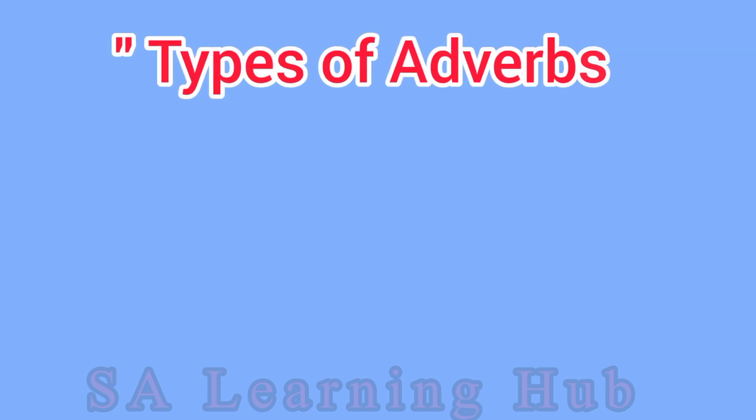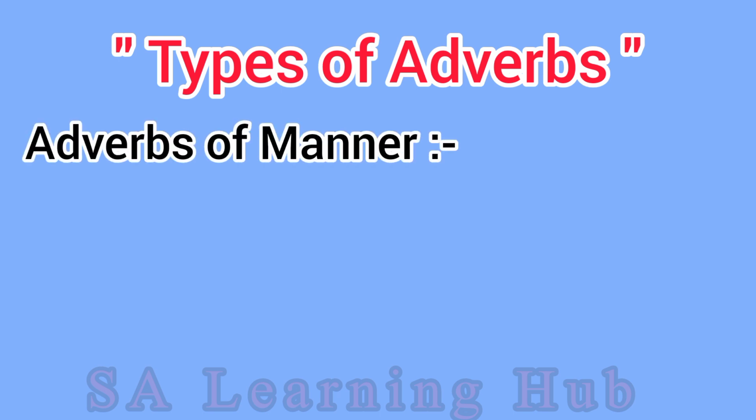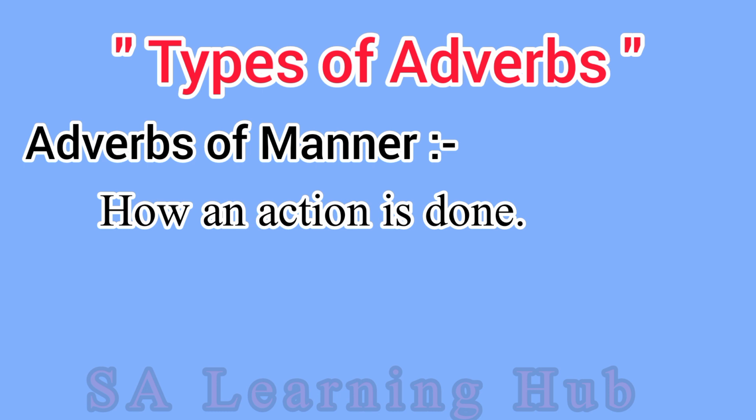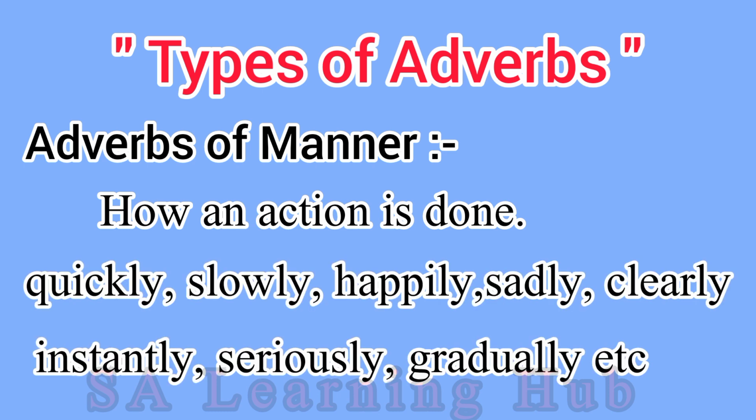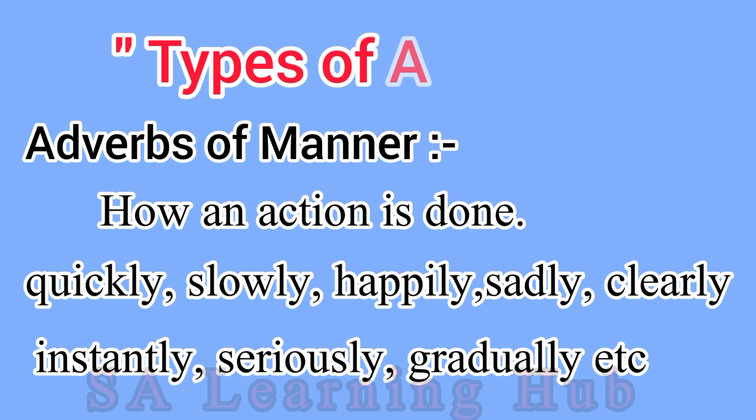There are several types of adverbs which are categorized based on the kind of information they provide. In today's lesson, we are going to talk about some common types of adverbs. So, the first one is adverbs of manner. These adverbs describe how an action is done. It includes quickly, slowly, happily, sadly, clearly, gradually, rapidly, seriously, etc. For example, he danced gracefully. In this sentence, gracefully is an adverb of manner.